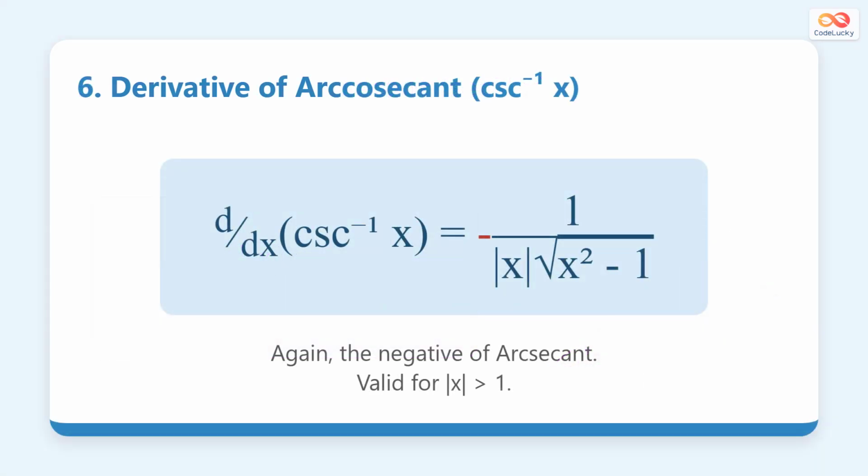And finally, the derivative of arccosecant x. As you might guess, it is the negative version of the arcsecant derivative. It is -1 over the absolute value of x times the square root of x squared minus 1.